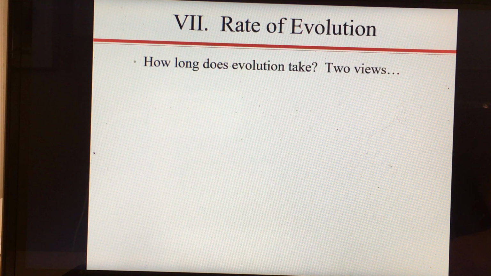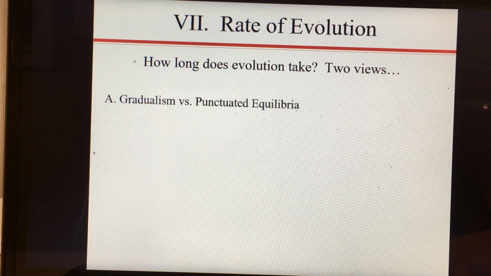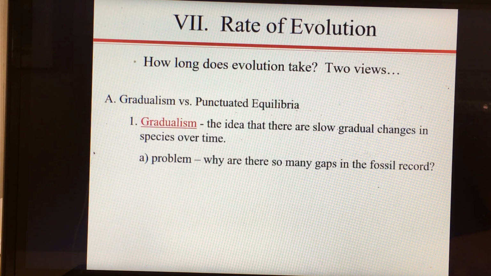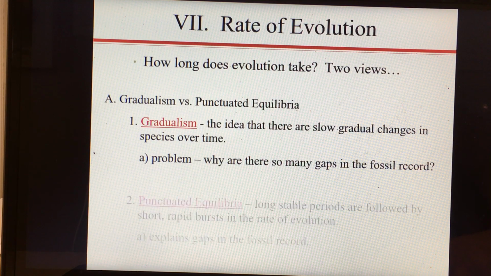So another discussion we need to have is, how long does evolution take? So there are really two contrasting theories about the rate of evolution, and they are gradualism and punctuated equilibria. With gradualism, we have the idea that there are slow, gradual changes that accumulate in a species over time. The problem is there are a lot of gaps in the fossil record, and intermediate species that we would expect to be there have not been found.